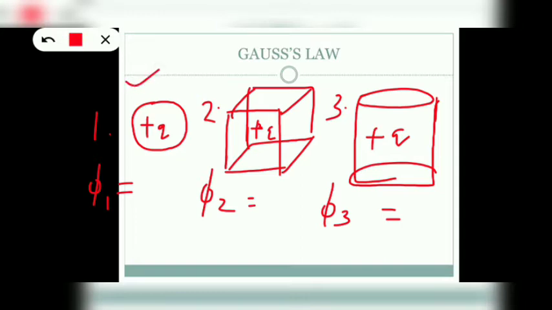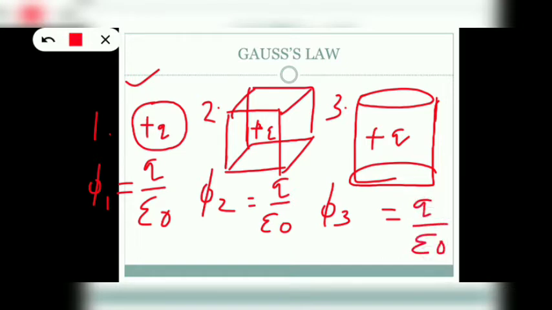If you consider the first surface, what is the total electric flux passing through it? The net charge enclosed by the surface is Q. So as per Gauss's law, it is Q by epsilon naught. Now, for the second surface, what is the total flux? Here the net charge enclosed is Q. So here also the flux is Q by epsilon naught. For the third surface, the net charge enclosed is also the same charge Q. So the flux is Q by epsilon naught.